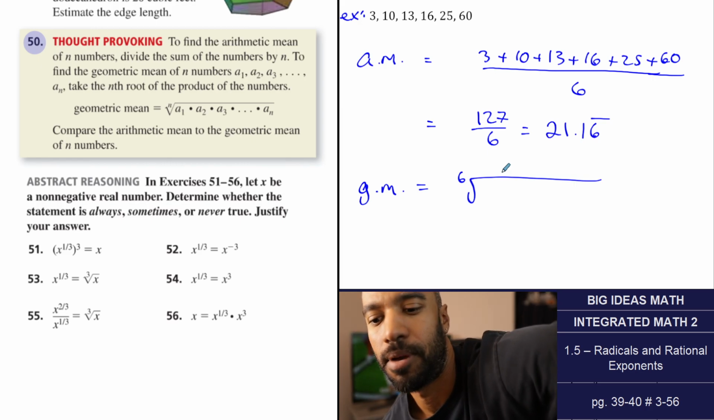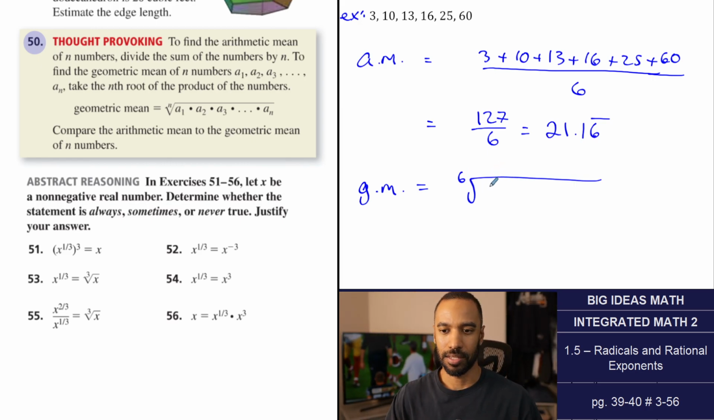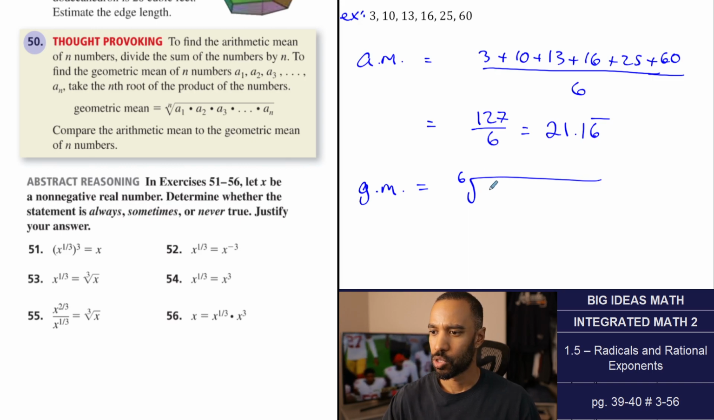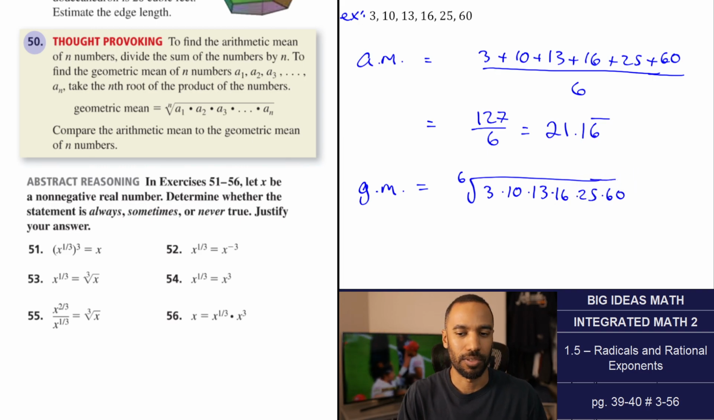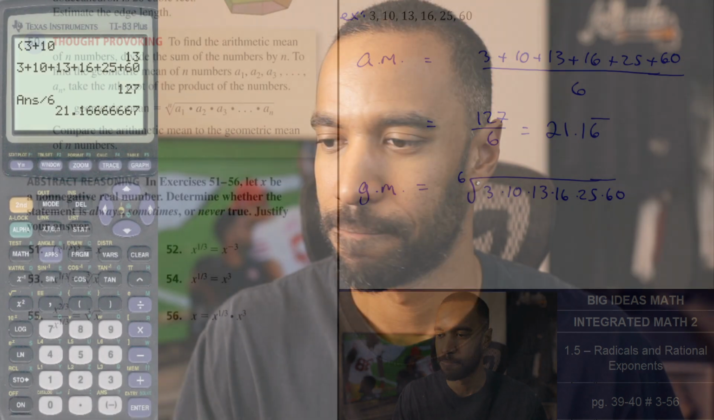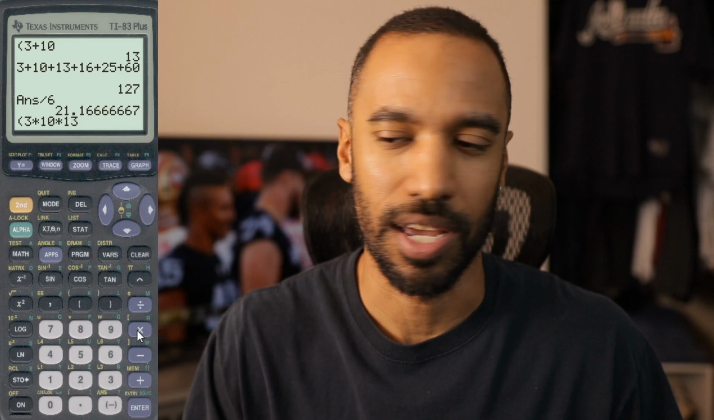Oh, my camera's got a mind of its own. And it is, what are our numbers? 3 times 10 times 13 times, yeah, I'm actually genuinely curious as to what this is going to be. So I'm not doing that in my head. So let's see. The sixth root, to the 1/6 power, let's do that, of 3 times 10, which is 30, times 13, which is 390, times 16, which is, I have no idea. No, I should. It's, I don't know. Times 25 times 60 to the 1/6 power.